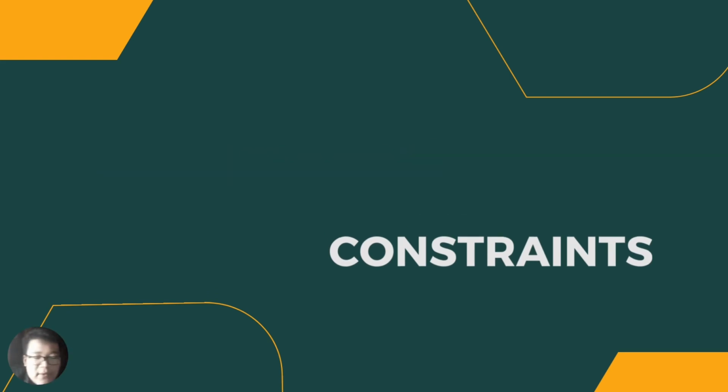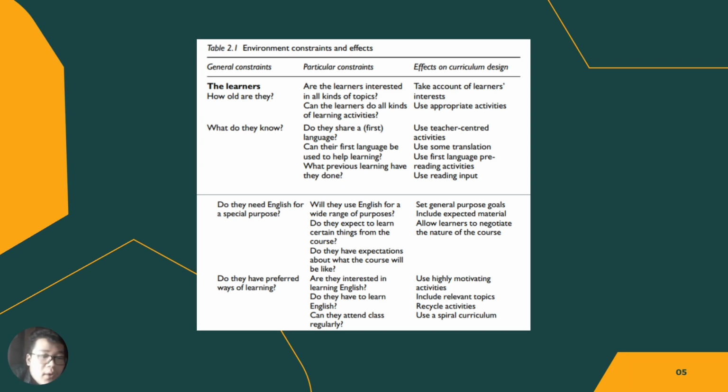Okay, the next one is environment constraints. Table 2.1 lists a range of environment constraints. When designing a course, the table can be used as a guide or as a checklist to help sort out the few that will be given most attention in a particular piece of curriculum design. Columns one and two list some constraints that the teacher may use when designing a curriculum or a course. And column three suggests some of the effects on curriculum design.